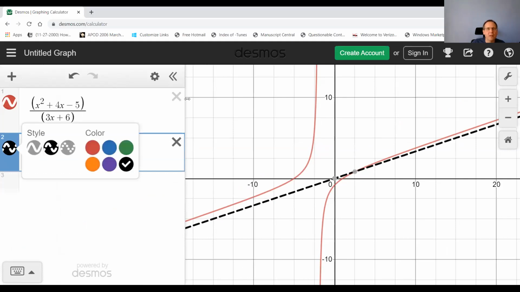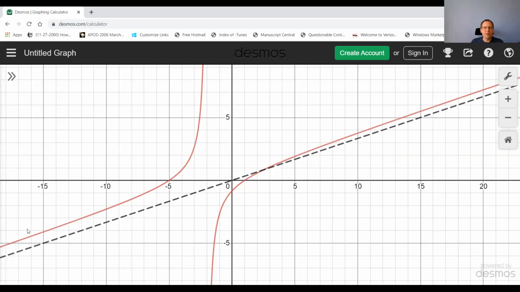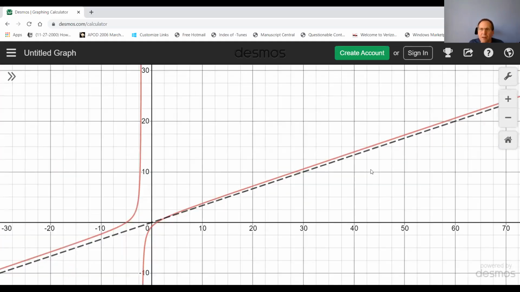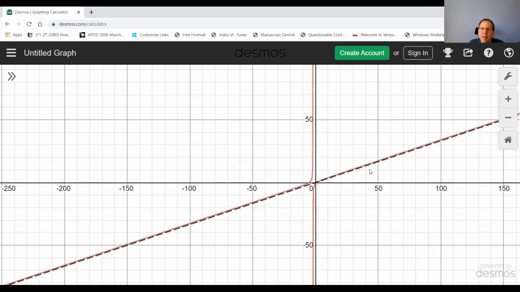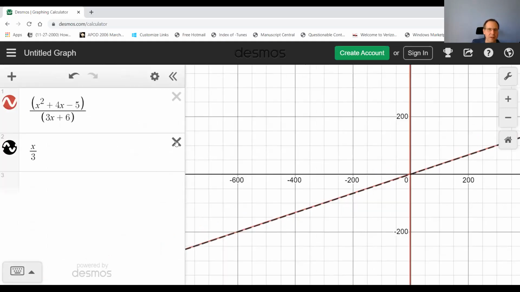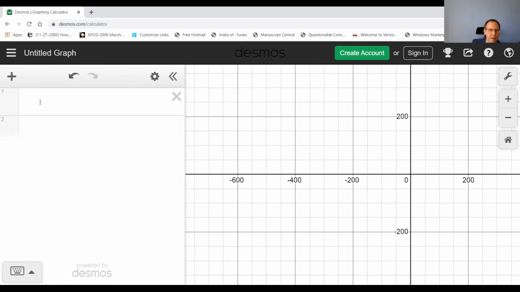Let me get dashed. So you can see in the long run, it approaches x minus 3. I can zoom out actually and see it better. So as x gets really, really large or really, really small, it's approaching that line, 1/3 x, or x minus 3.